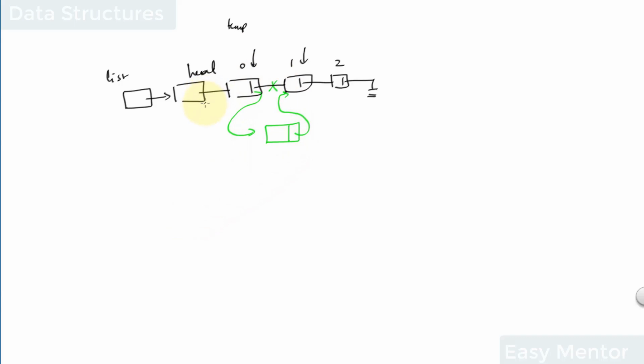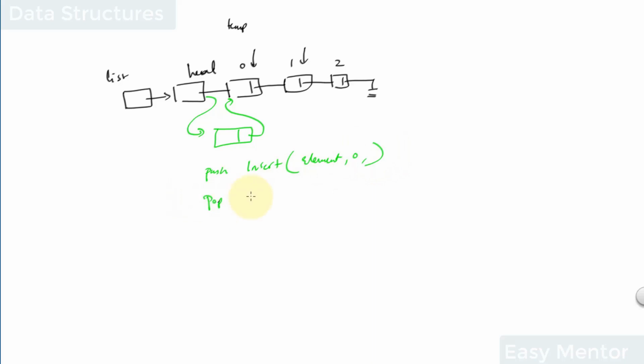It might also be the case that you want to insert the new node as the 0th node, in which case you would have to change the head pointer to point to the new node, and then the new node's next would point to the old head. So in stack we would always use this case. When you're trying to push, you always insert your element at the 0th position, and when you're popping, you will always delete the element at the 0th position.